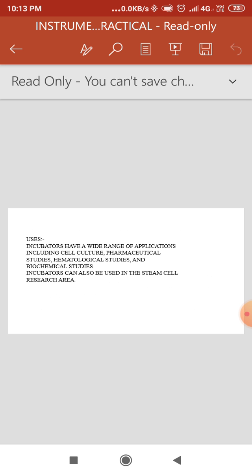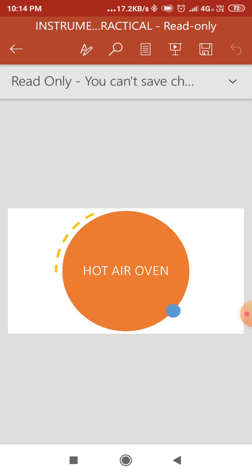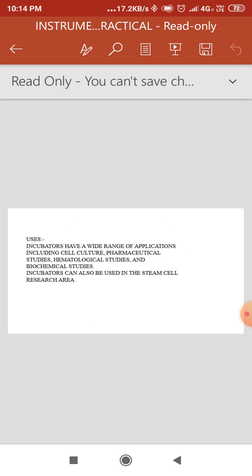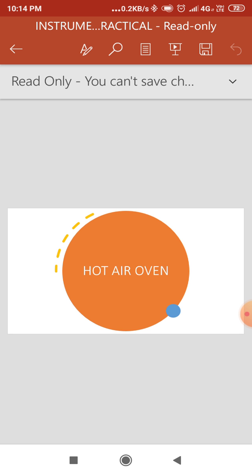And the uses are to incubate the organisms, to provide a certain temperature for a certain time, which is required for their growth. So this is about the incubator, and it is given here also. The incubator has a wide range of applications including cell culture and pharmaceutical studies, as well as providing the appropriate temperature for the growth of organisms. So this is all about the incubator.